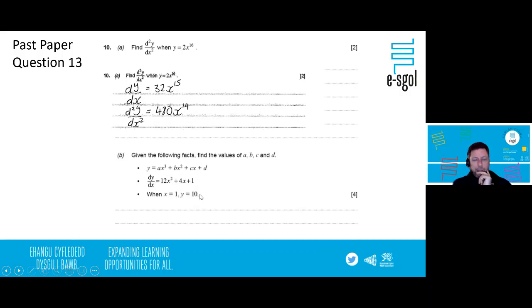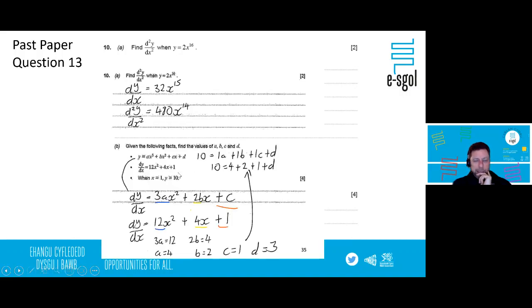So here's my answer now. Let me explain what I did. I differentiated: 3ax squared plus 2bx plus c, and then I compared them with the line up above. And you'll notice I've already underlined in colour this time. 3a has got to be worth 12 because they line up together. The coefficient of x squared is 3a. On this one, the coefficient is 12, so a equals 4.